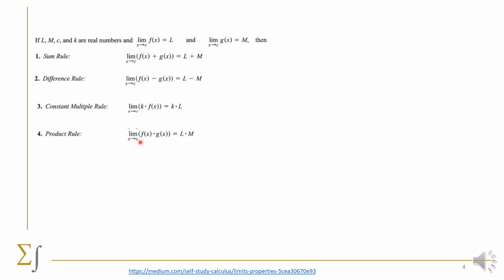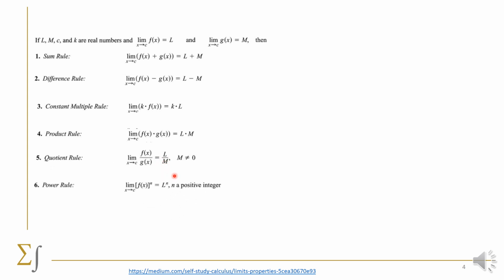We move on. The product rule: we have two functions f multiplied by g. Their limit is equal to the product of the limits. So the limit of the product is equal to the product of the limits. Again, the quotient rule: we have f over g. We take the limit as x approaches c. So this is equal to limit f of x as x approaches c divided by limit g of x as x approaches c, which is equal to L over M, provided that M is not 0. We don't want a 0 in the denominator.